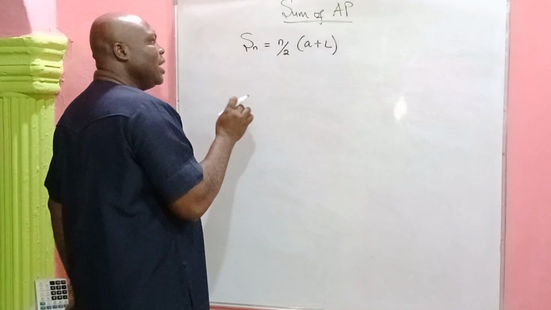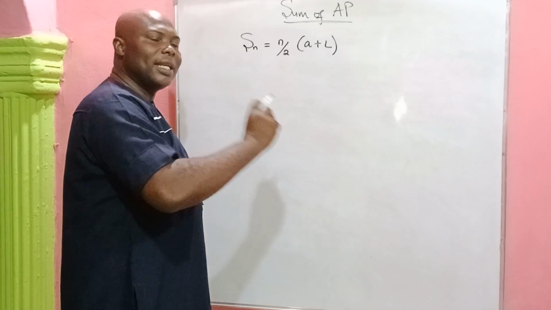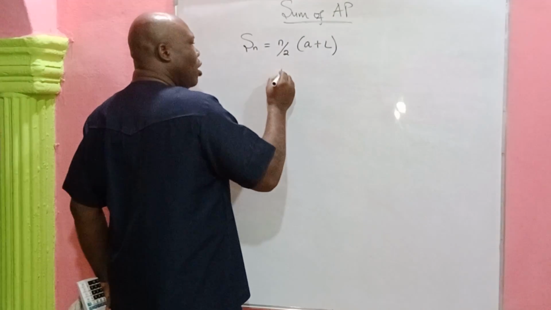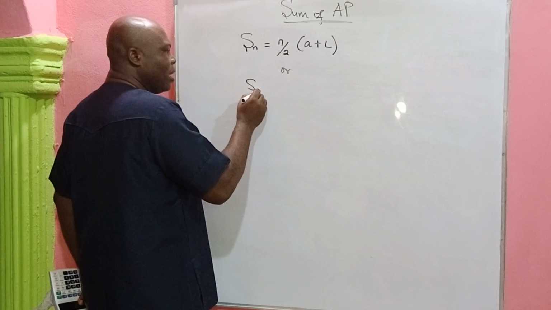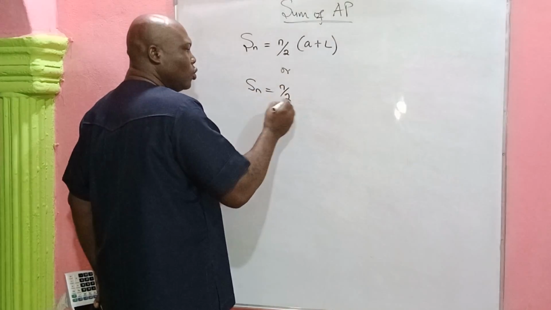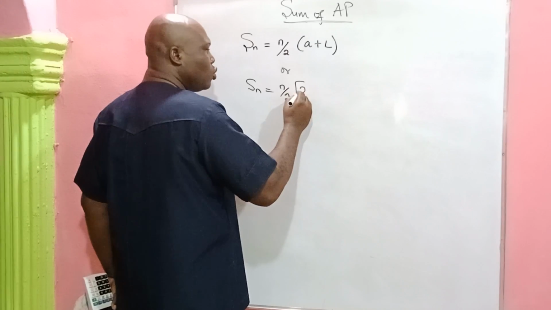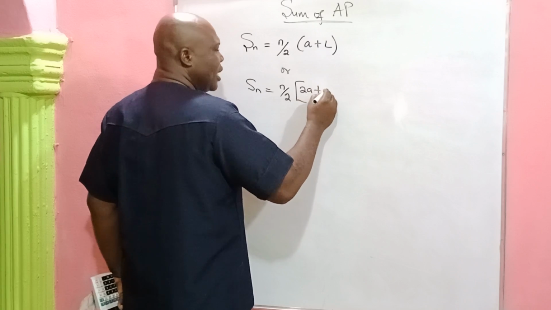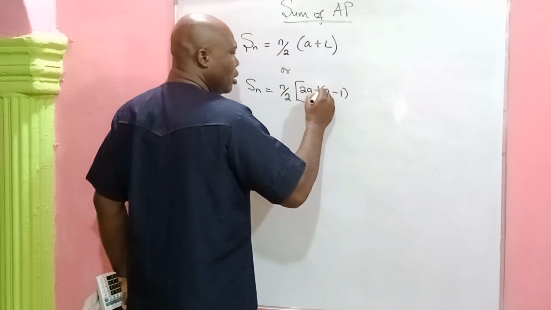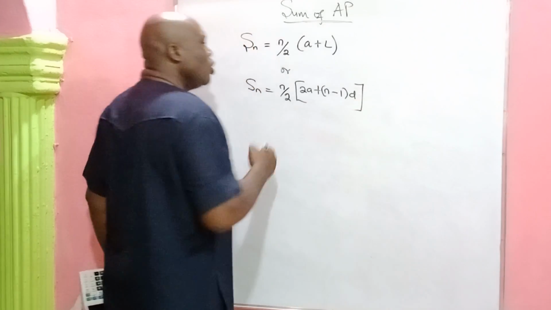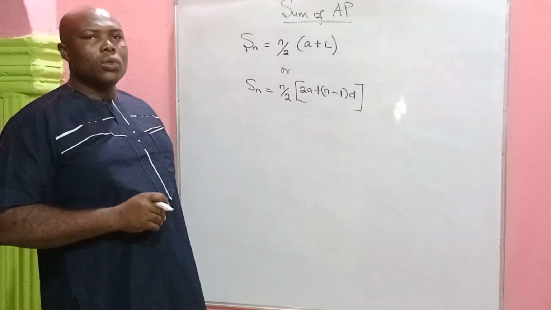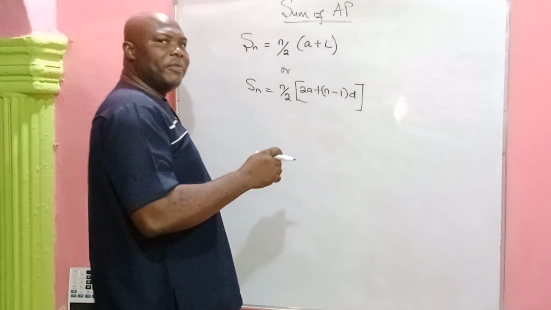All right, but if the AP is given as a sequence, now the sum of the AP will be given by the formula n all over 2 into 2a plus n minus 1 times the common difference. So this is the formula we use when the AP series is given as a sequence.